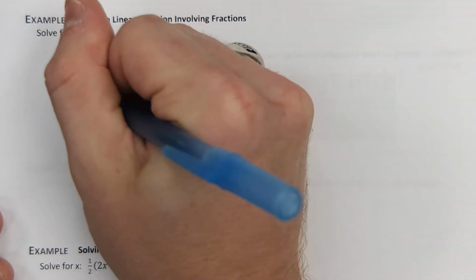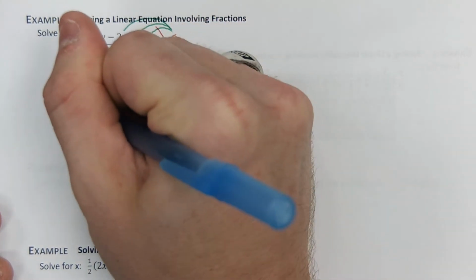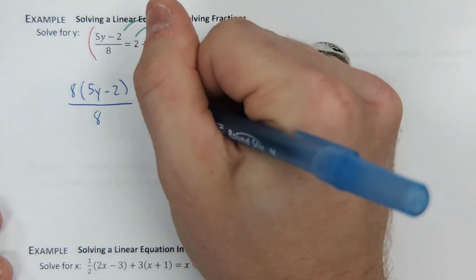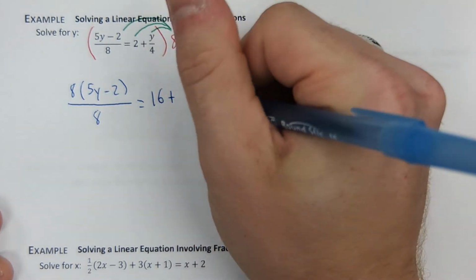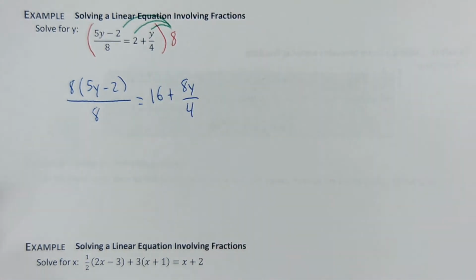Starting on the left, I will have an 8 outside of a 5y minus 2. Still have an over 8. Here I have a 2 times 8. And then here I have an 8y over 4. Hopefully you will have noticed that when I distributed to the fractions, I only multiplied to the top. When you multiply a number to a fraction, a whole number to a fraction, it only goes to the top. The only time anything goes to the bottom is if you're multiplying by another fraction.